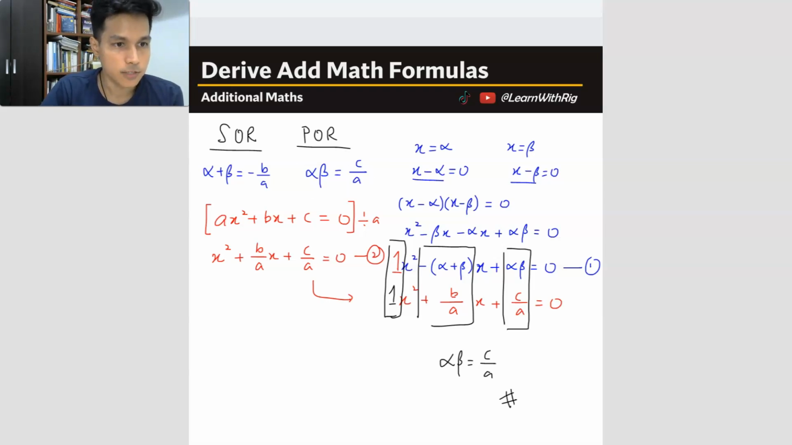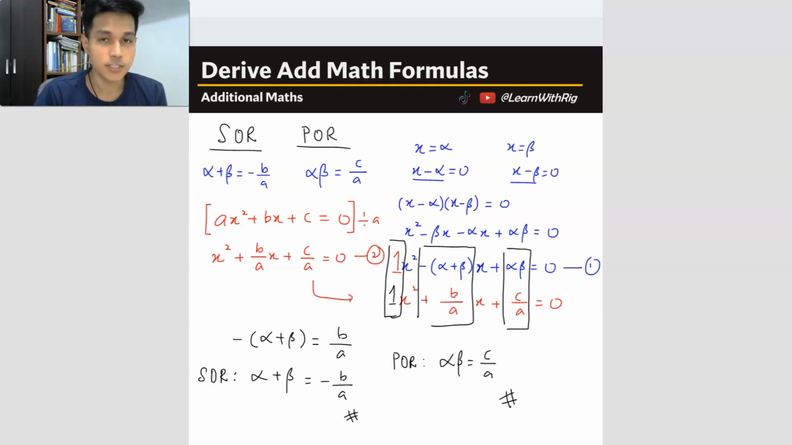Now you have to prove the second one. Negative (alpha plus beta) equals b over a. So I bring the negative across, so alpha plus beta equals negative b over a. So this is the sum of roots formula, and this is the product of roots formula. Clear? This is how you derive the sum of roots and product of roots formula.